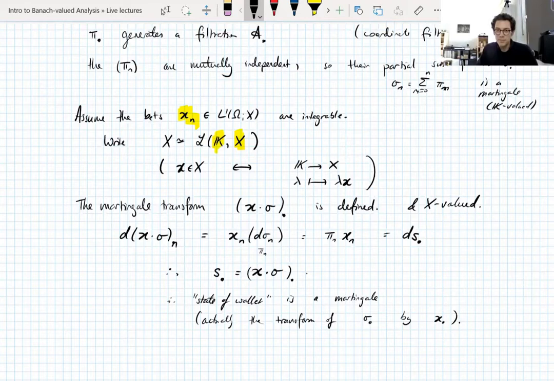It's also a nice indirect way of proving that the state of the wallet is actually a martingale. You can prove it more directly than that. You don't need to know it's a martingale transform, but I like to do it this way. Okay, that's that example.